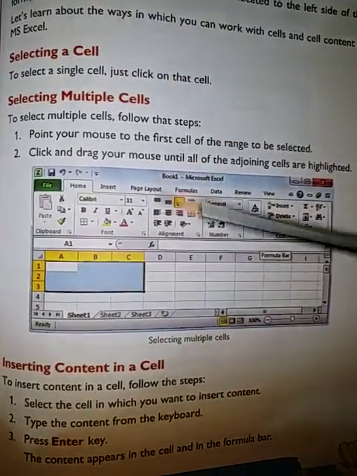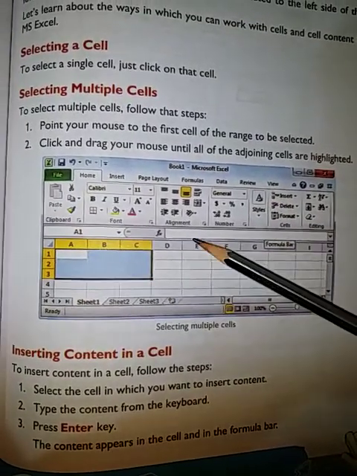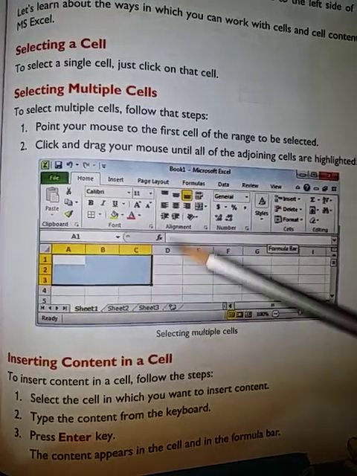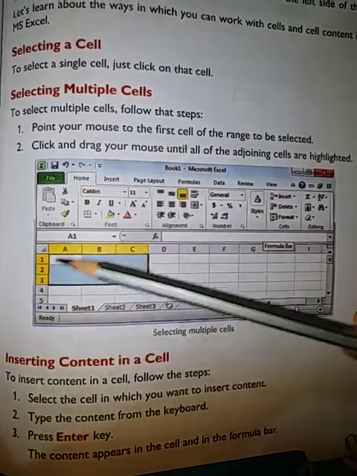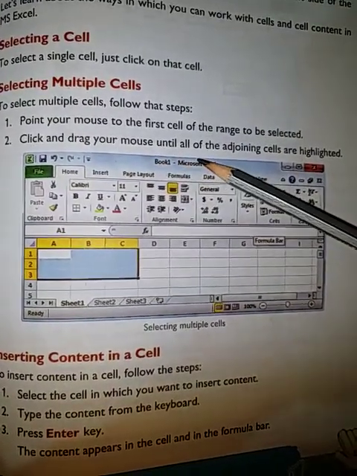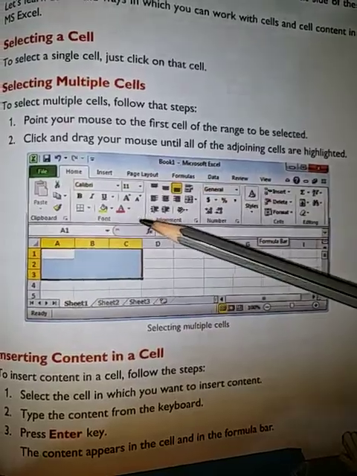Selecting a cell. Here's the process given for how to select a cell. For selecting a cell, we just have to put our cursor here and drag it. Point your cursor in the first cell of the range to be selected. Click and drag your mouse until all of the adjoining cells are highlighted. You can see here.